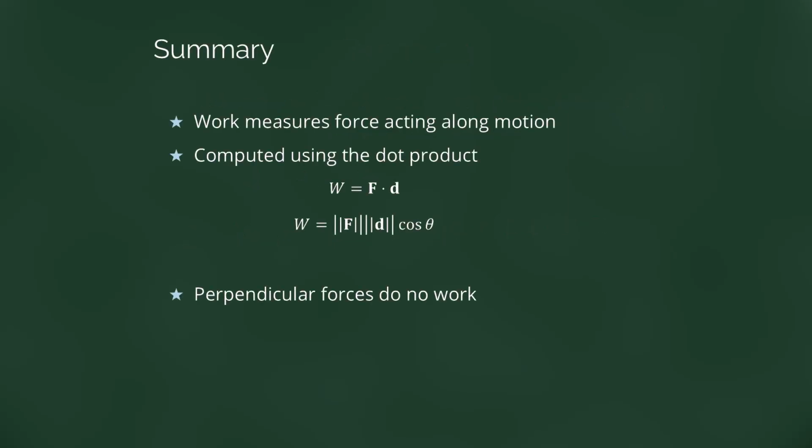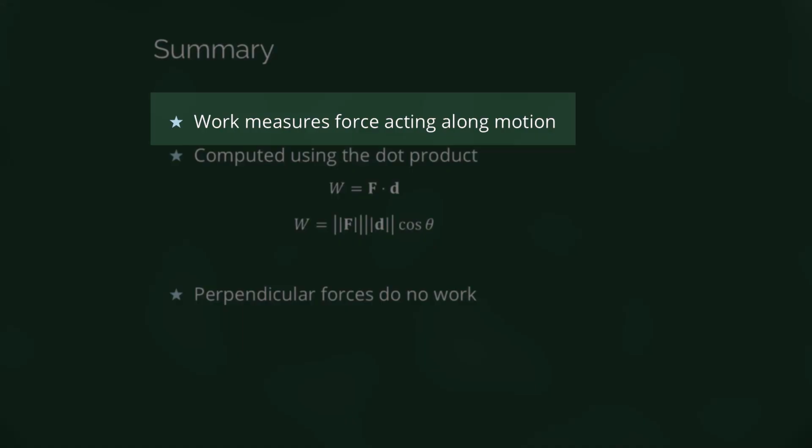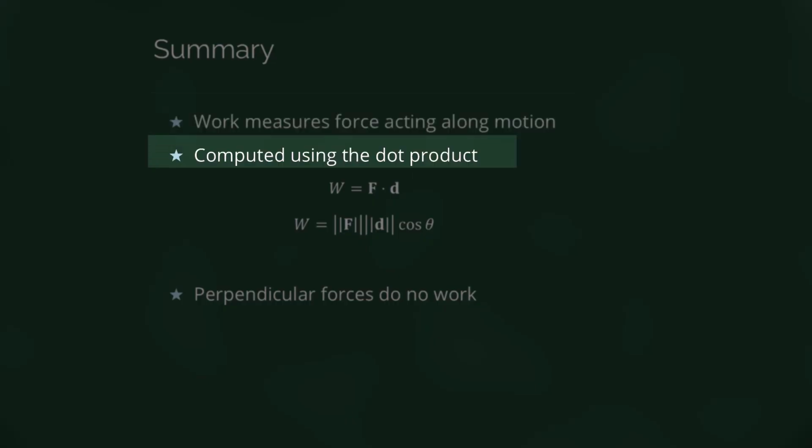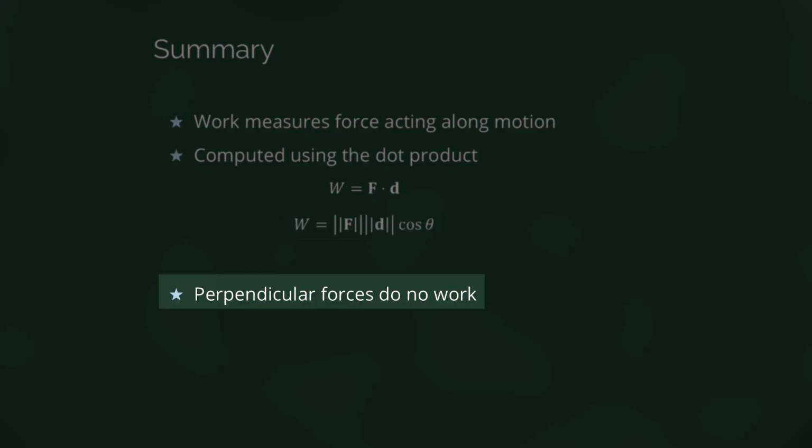Summarizing our key ideas, we know that work is going to measure the amount of force that moves in the direction of motion. We compute work using the dot product. So work is going to be the dot product of our force vector and our motion or direction vector. We can also use the magnitude of the force times the magnitude of the direction times the cosine of theta, the angle between them. And we know that perpendicular forces don't do any work.